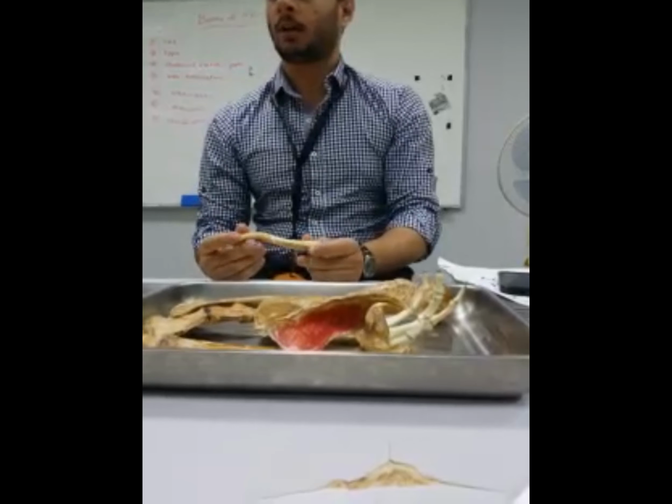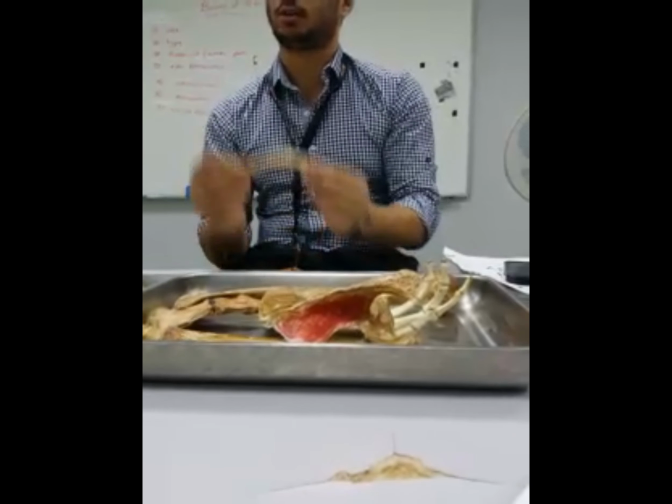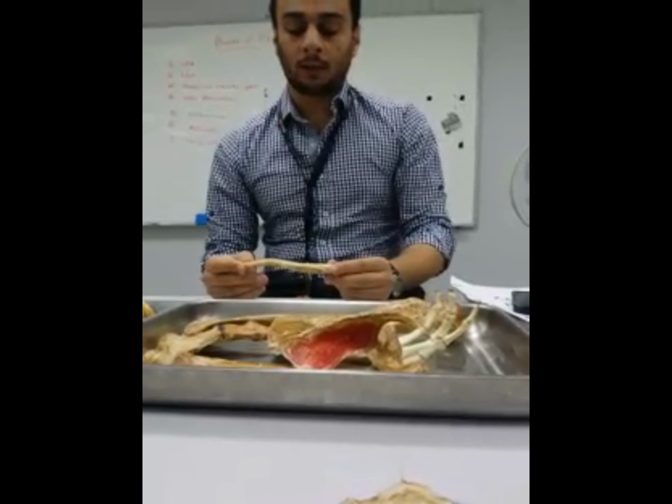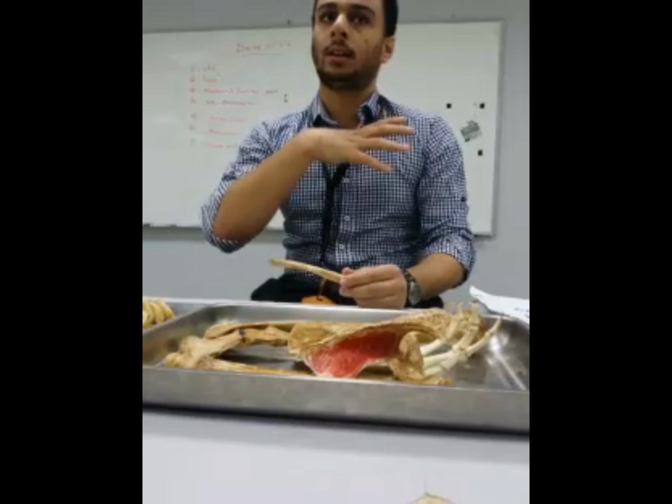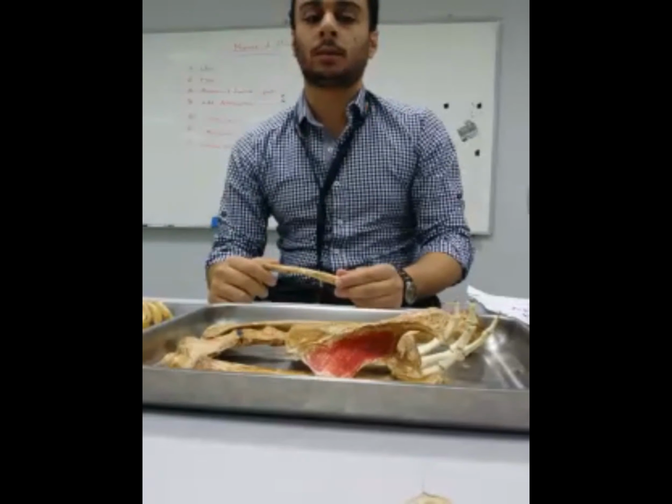Okay, so there will be the acromioclavicular joint. So there are two joints here. Basically, the clavicle will be transferring the weight of the upper limb to the trunk, the body trunk. Okay.